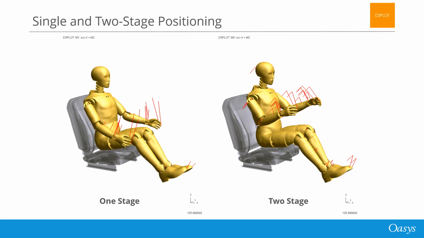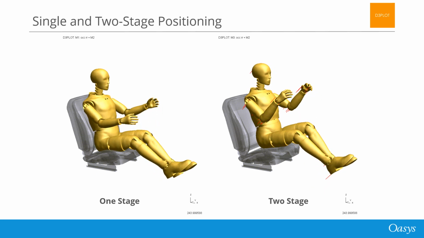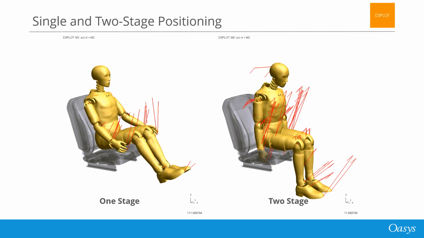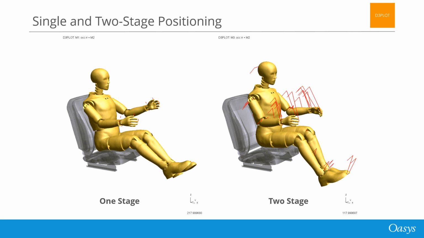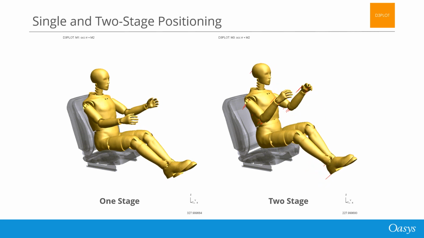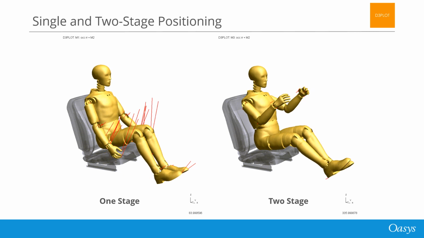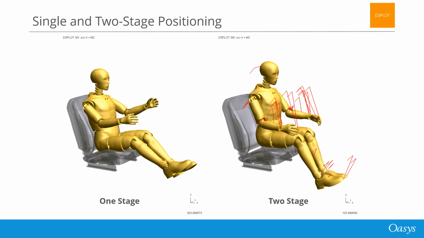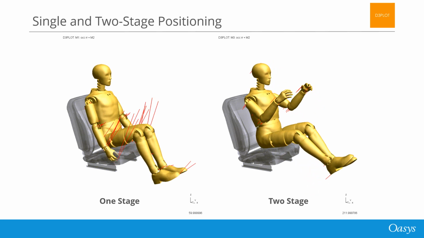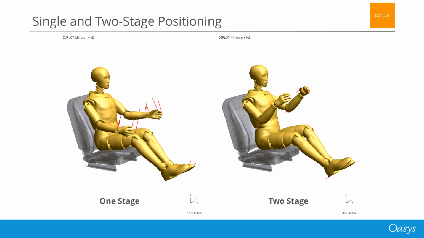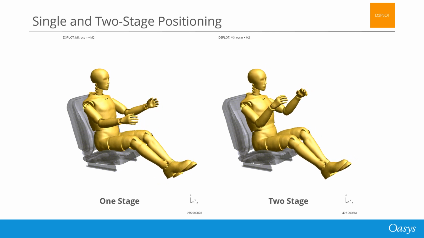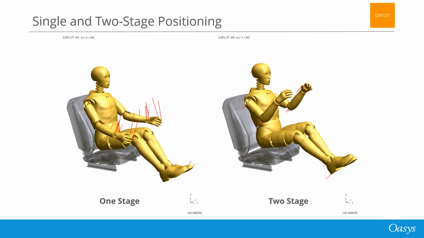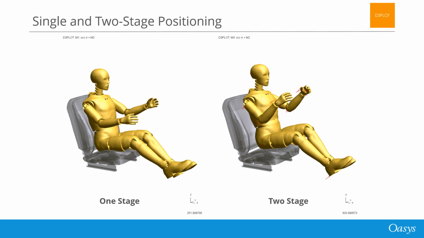So here we have two examples of positioning analyses. The first one is a one-stage analysis. This means we have just created one set of cables to pull the dummy into position. You can see here that the dummy is moved into the seat, squashing the seat foam. At the same time, the arms and legs are moved into the final position. On the right, we have a two-stage positioning analysis. Here we have two sets of cables in series. The dummy starts above the seat, and the first stage is to move the arms and legs into position. The second stage is to move the whole dummy down into the seat.